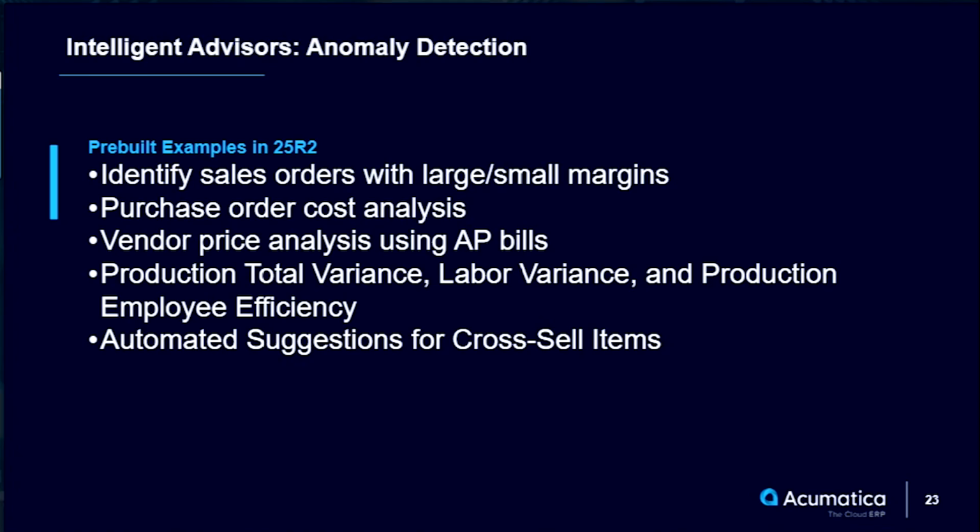So identify sales orders with margins that are too small or too large, probably not too large. Purchase order cost analysis, certainly, right? When you're making sure that PO is within bounds of what you're used to. Vendor price analysis certainly does that. Advanced looking at the three-way match too of purchase order, purchase receipt, and AP bill. For those of our manufacturing companies that may be watching, for sure, production, total variance, labor variance, employee efficiency, I know, is one that's always a key in manufacturing. So several ways that this anomaly detection will help bring data to the forefront.